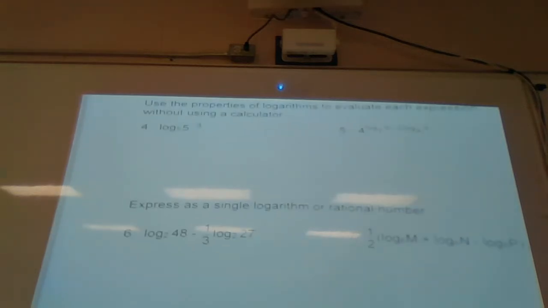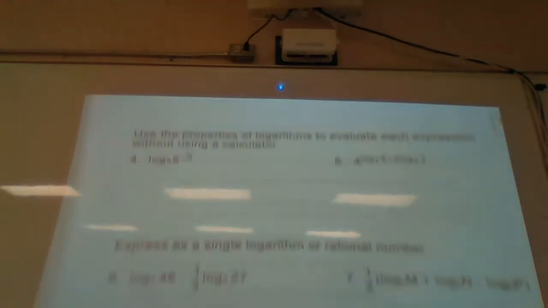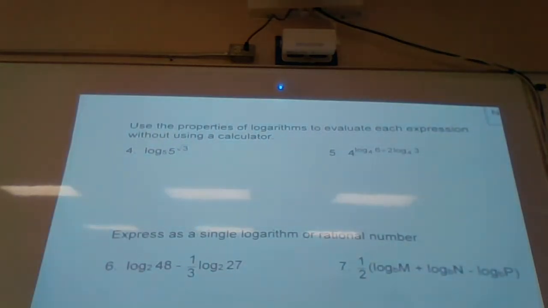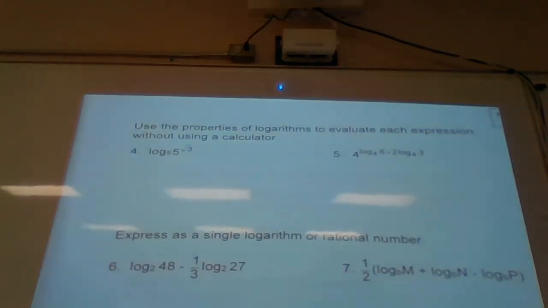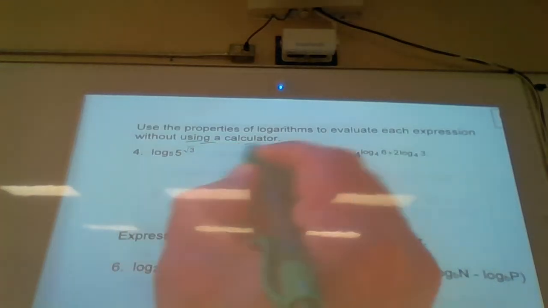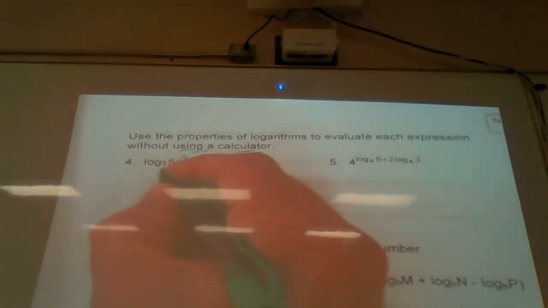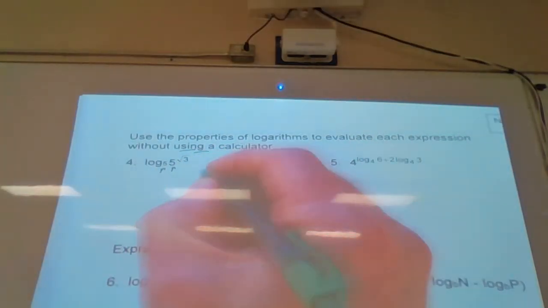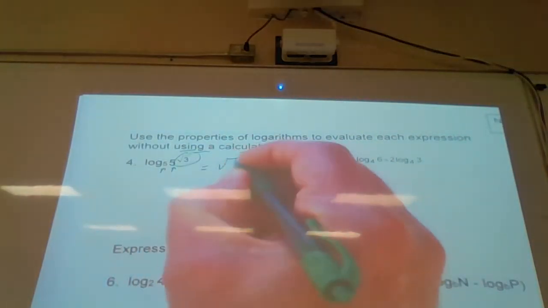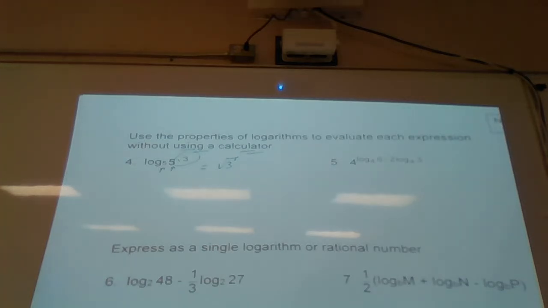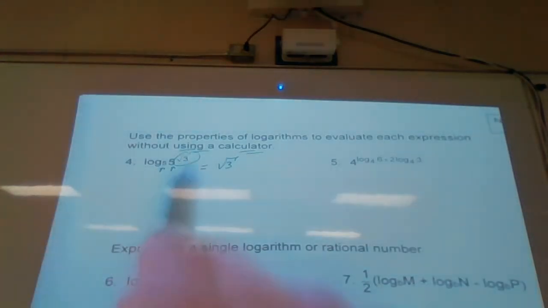For these questions, it says use the properties of logarithms to evaluate each of these expressions without using a calculator. All right, so look at this log base 5 of base 5 to the square root of 3. So the answer is the square root of 3. And you notice it's a single expression.